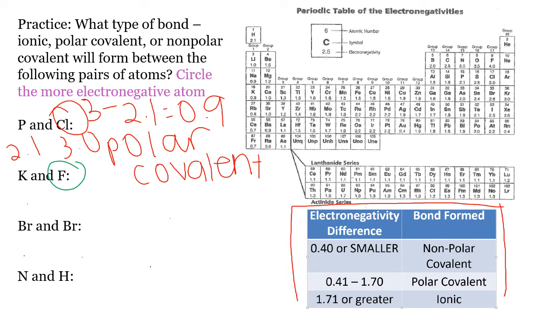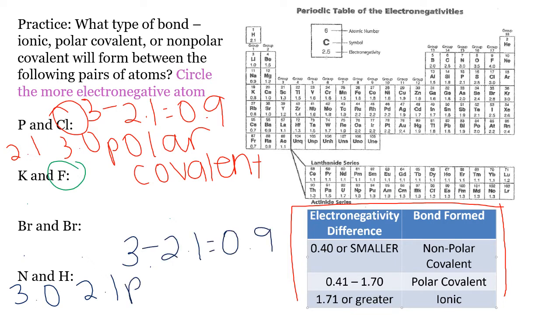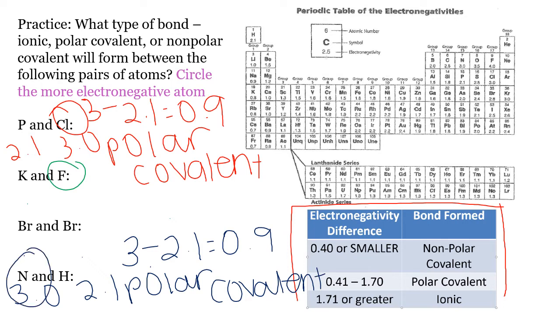And last, my N and my H. Nitrogen has an electronegativity of 3.0. Hydrogen, 2.1. 3 minus 2.1 is 0.9. So that is a polar covalent bond as well. And the more electronegative atom is nitrogen. So the electrons spend more time with nitrogen than they do with hydrogen because nitrogen attracts them more. So this is how you figure out what type of bond something has. You just have to go to this table, look at the electronegativity values, and subtract them.